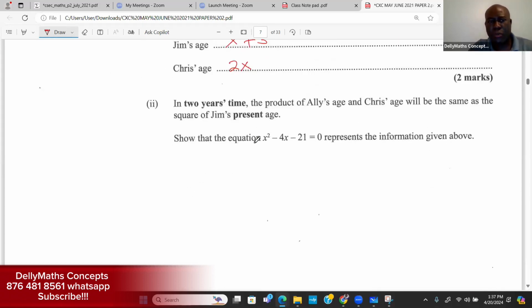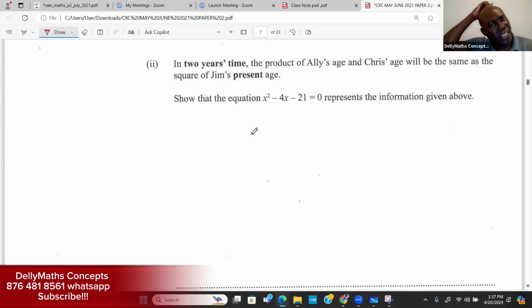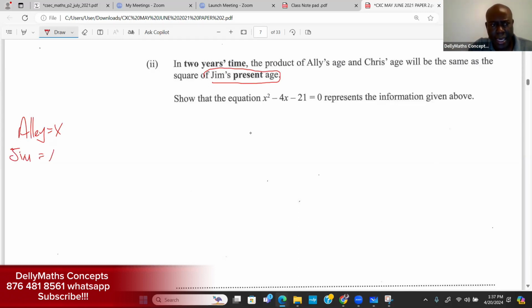Now, let's take a look at what they want. They said in 2 years' time, the product of Ali's age and Chris' age will be the same as the square of Jim's present age. All right? So take a look. Let's set it out. Ali is X years old. Jim is X plus 5 right now. And Chris is 2 times that.